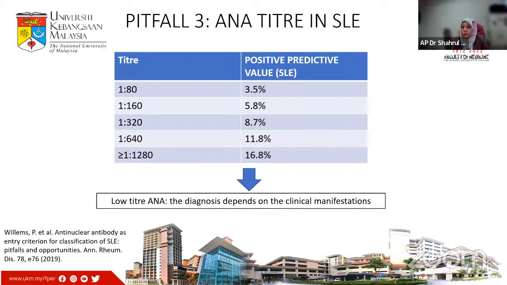And if you look at this study, the positive predictive value of ANA alone for SLE is very low. If the patient had a very low titer, the positive predictive value is less than 10%. So the diagnosis depends on the clinical manifestations. That's why SLE has classification criteria. Not a single test will be diagnostic of many of the autoimmune rheumatic diseases.